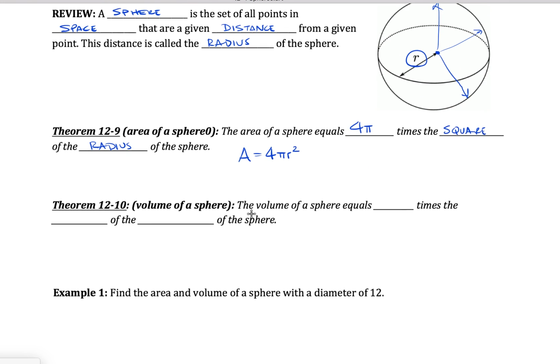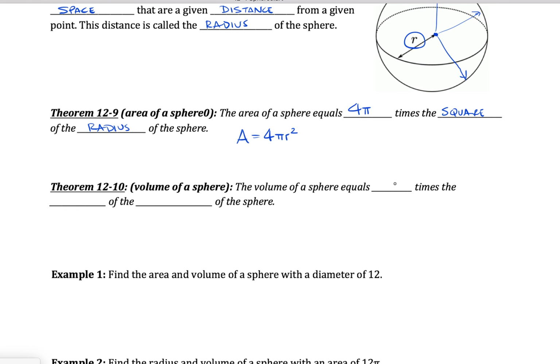The volume of the sphere, how much stuff you can put inside it, is a little bit more complicated, but not really. It's equal to 4/3 pi times the cube of the radius of the sphere. So in other words, the volume of your sphere will be 4/3 pi times the radius cubed. Again, you can see the only thing we need to know about the sphere is its radius. So let's do a few examples using those formulas.